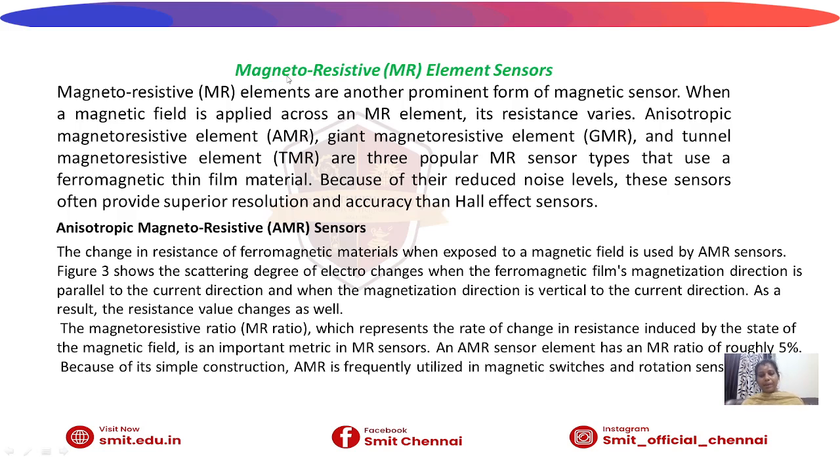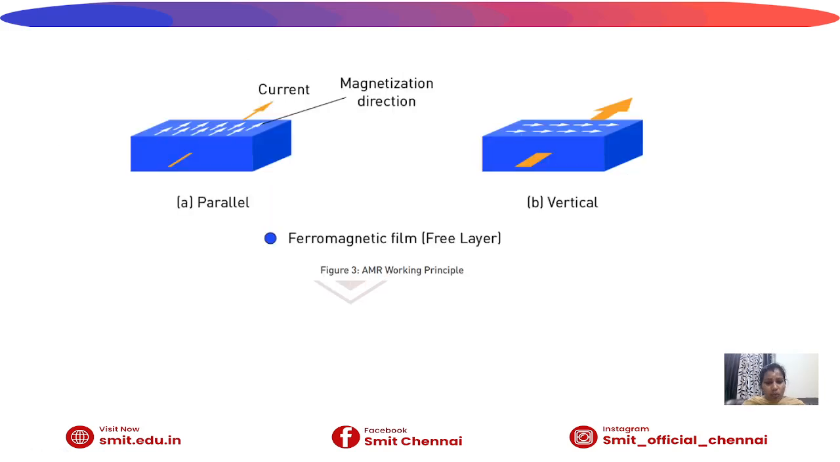The first is the anisotropic magnetoresistive element, used by the AMR sensor when exposed to the magnetic field. It changes the resistance of ferromagnetic materials. The magnetoresistive ratio is very important for measuring currents. The maximum MR ratio of the AMR sensor element is roughly 5%. There is only one layer, a ferromagnetic film, which is a free layer. The current direction and the magnetization direction are the same in parallel, and in vertical it is also the same.